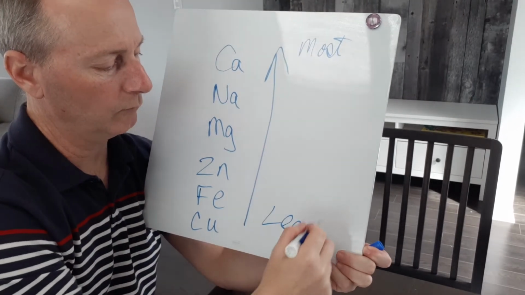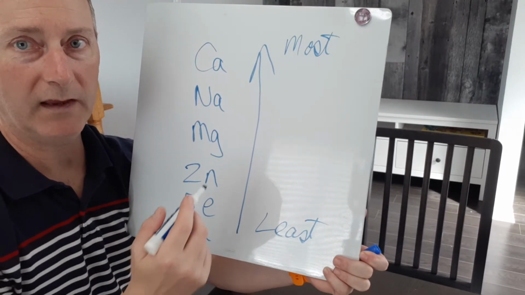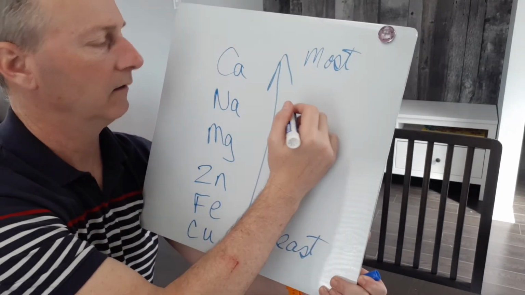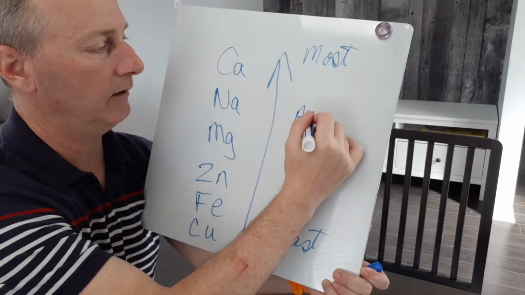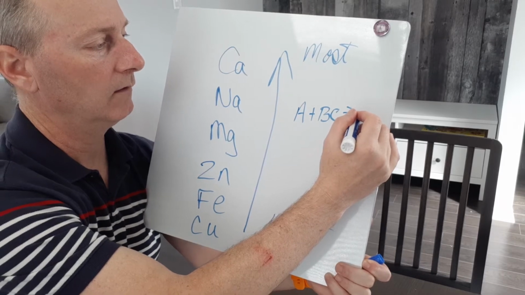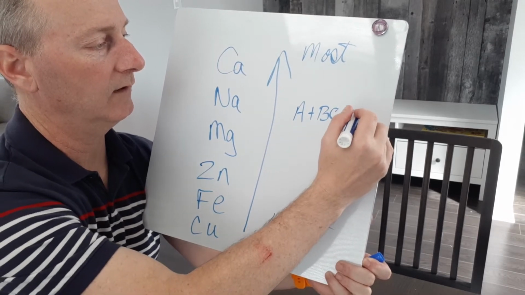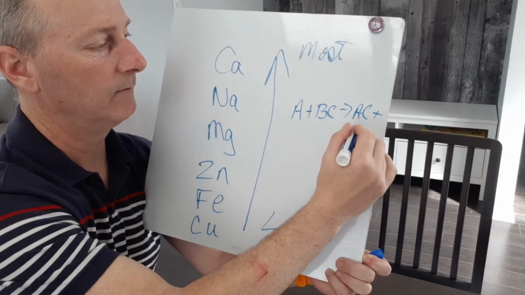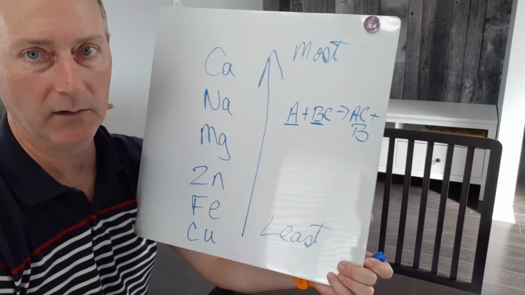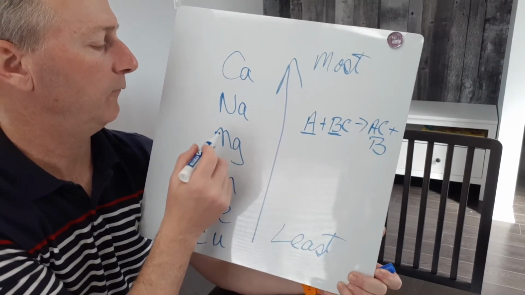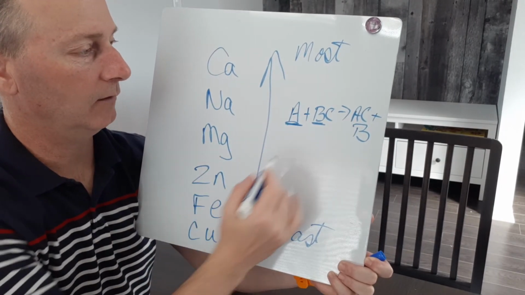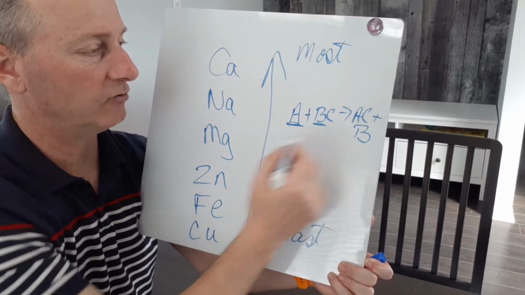And there are more in there, but we're just including the ones we did in the lab. So what that is telling us is that in our general example, where A plus BC produces AC plus B, we want to bump out that B. This metal by itself takes the place of the metal in the compound. If A is higher up in the series than B, then this reaction happens.